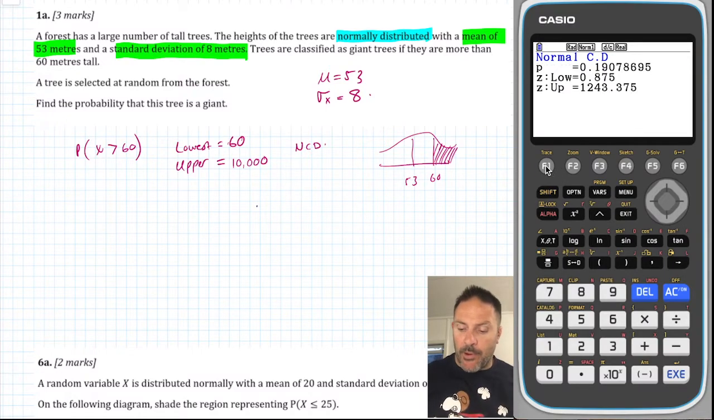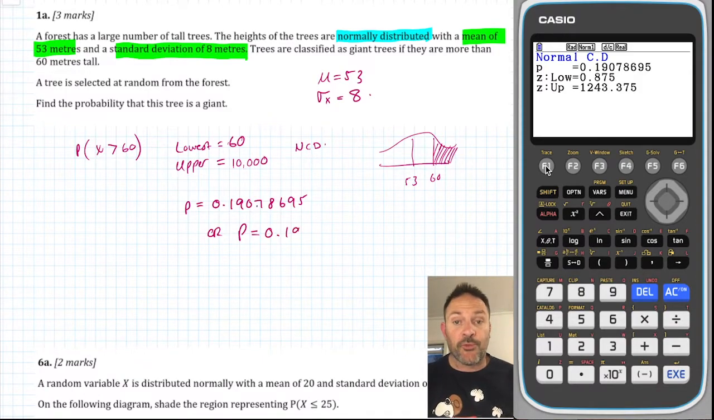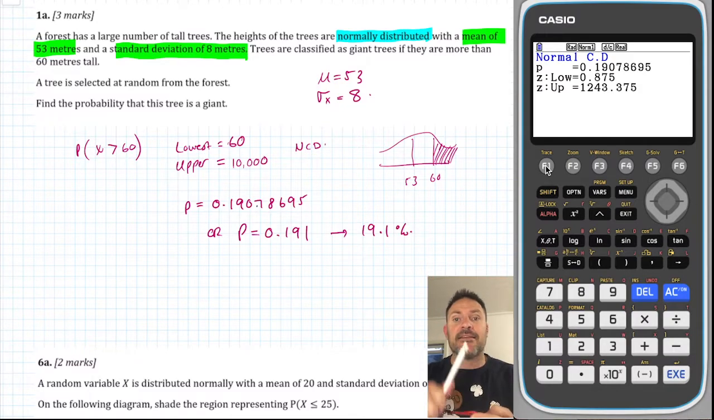And again, we get a probability, in this instance, of 0.190789695. Or P equals 0.191 to three significant figures. Of course, you could put this as 19.1% if you would prefer. Pretty straightforward. You just got to figure out NCD, NPD, or is it inverse norm? Let's go to another question.